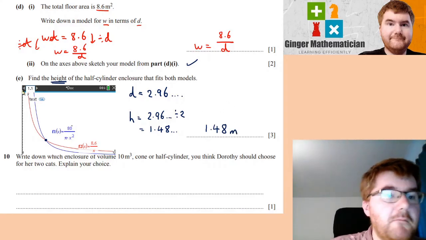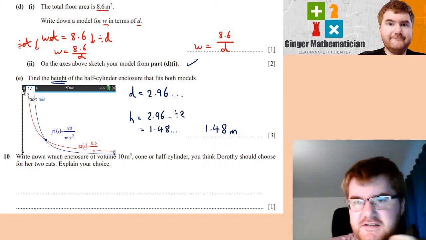So I'm going to pop that across, so 1.48 meters. Not as hard a question as it looks. Remember, use your graphical calculator. You do not need to solve this algebraically.